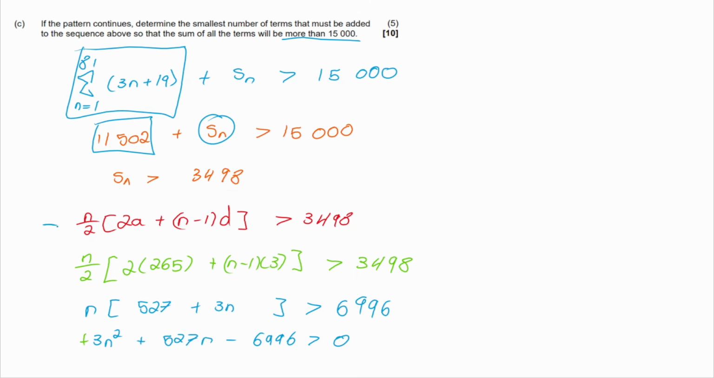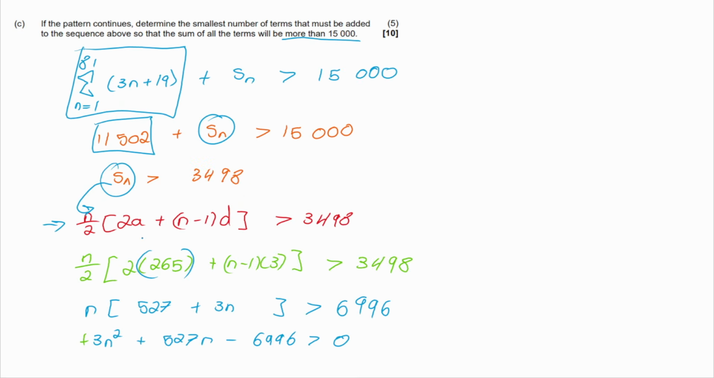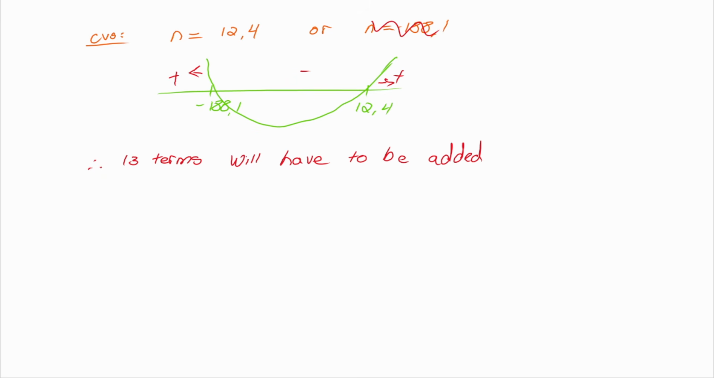Then we applied this formula for the sum of n terms. And what we looked at is if we continue the pattern, now we're at 265. This is our new sequence that we need to keep adding. So when we solve this, we get this expression over here, which is just a quadratic inequality that we solve like this.